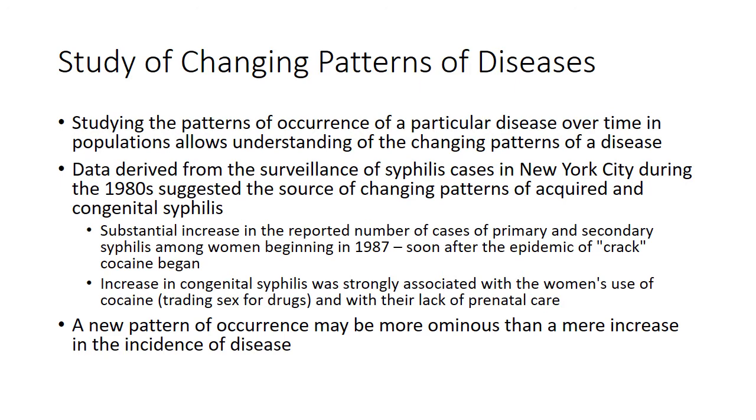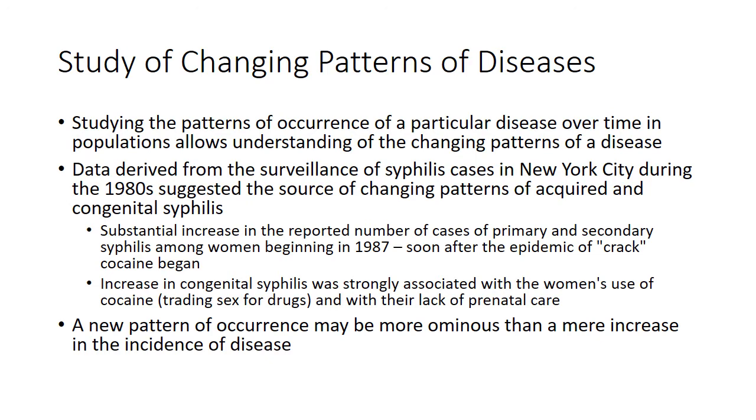And so a good example of this was looking at surveillance of syphilis cases in New York City during the 80s. They were noticing these changing patterns of acquired and congenital syphilis. One of the things they were able to attribute it back to was the epidemic of crack cocaine. Once crack became much more prominent, especially during 1987, they started to see all these women developing primary and secondary syphilis cases. They also were seeing an increase in congenital syphilis, babies acquiring it, which was strongly associated with women's use of cocaine.